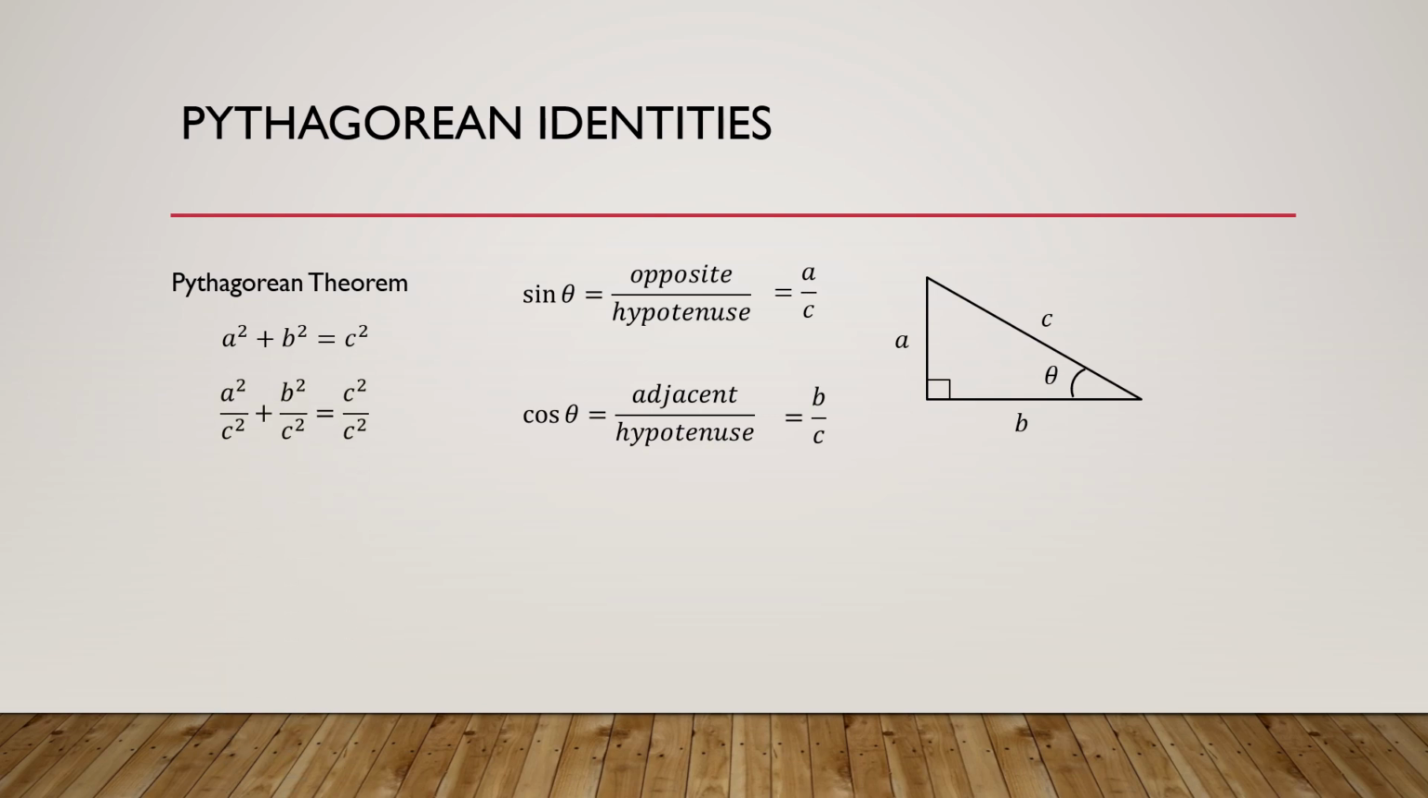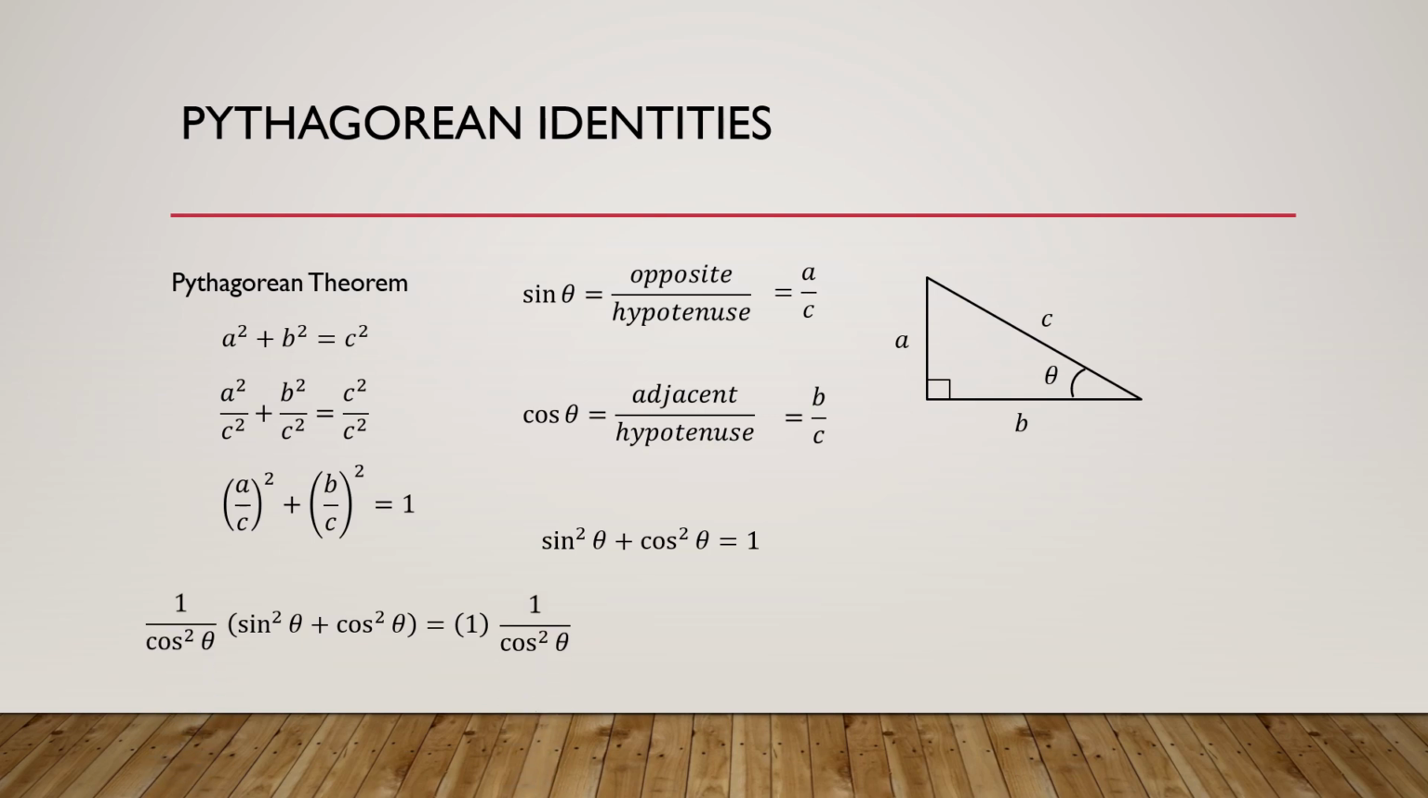If we divide all terms in the Pythagorean equation by c squared, we get a over c squared plus b over c squared equals 1. Substitute a over c for sine theta and b over c for cosine theta to get the identity sine squared theta plus cosine squared theta equals 1. If we take this identity and multiply both sides by 1 over cosine squared theta, we arrive at tangent squared theta plus 1 equals secant squared theta. Likewise, if we take the original identity and multiply both sides by 1 over sine squared theta, we get 1 plus cotangent squared theta equals cosecant squared theta.